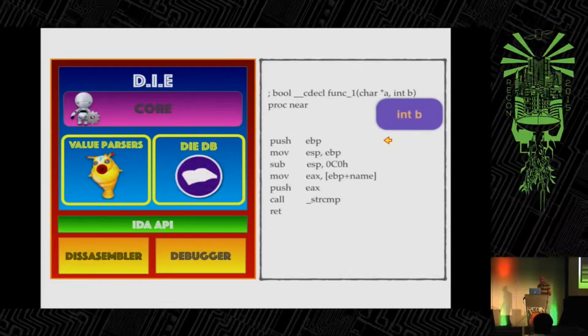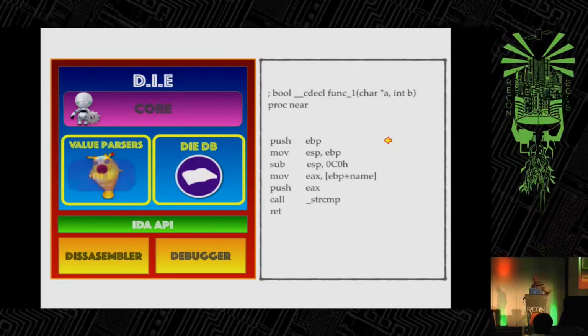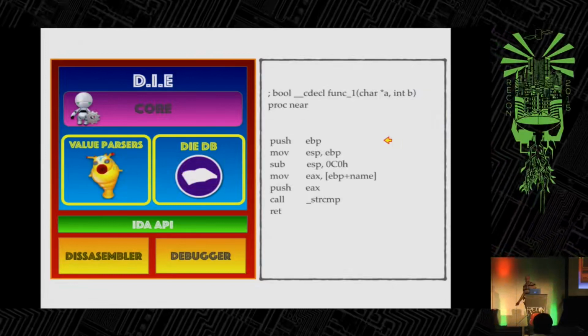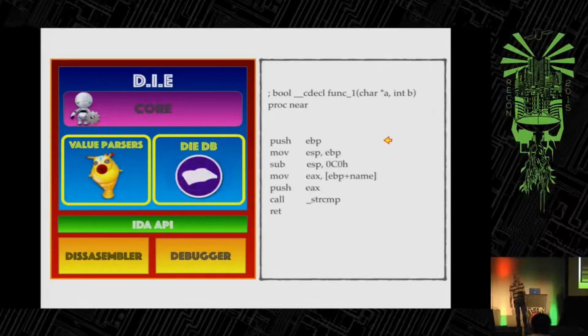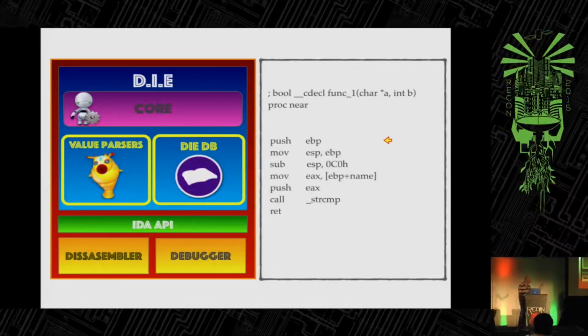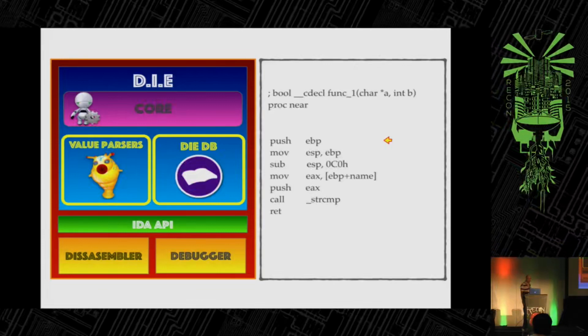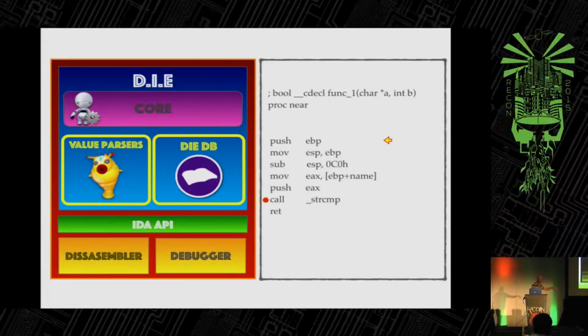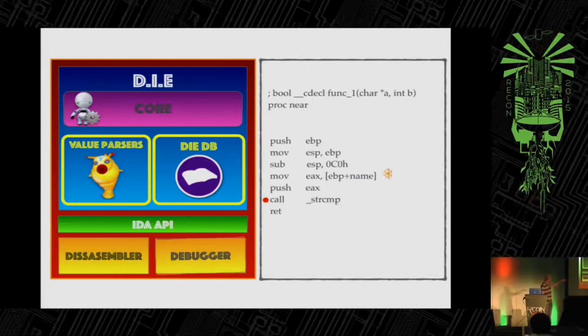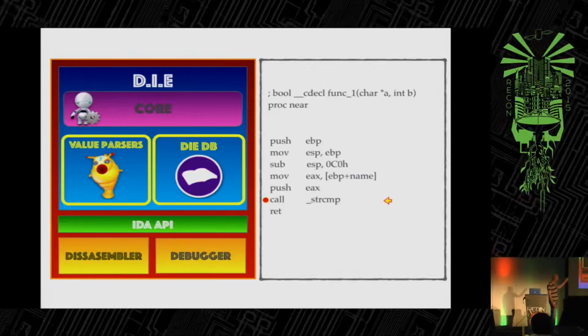Now, the second argument is an integer, and it too will be passed to the value parsers. However, we don't have a parser for integer, so we just simply store the raw value inside IDB. After we did that, there's another thing we do, and that's walk through this function again for call instructions. And now we continue the debugging and get to strcmp.